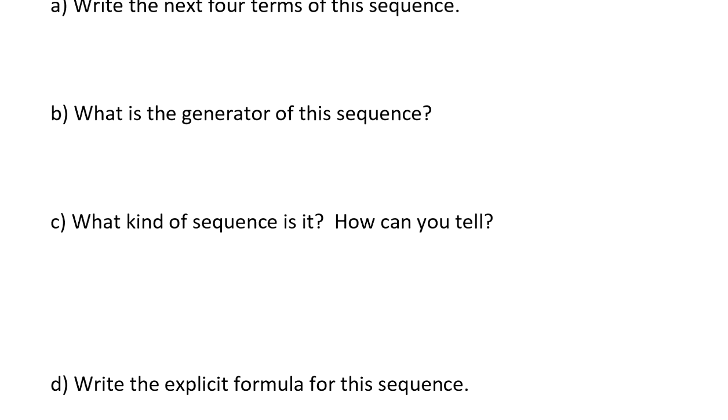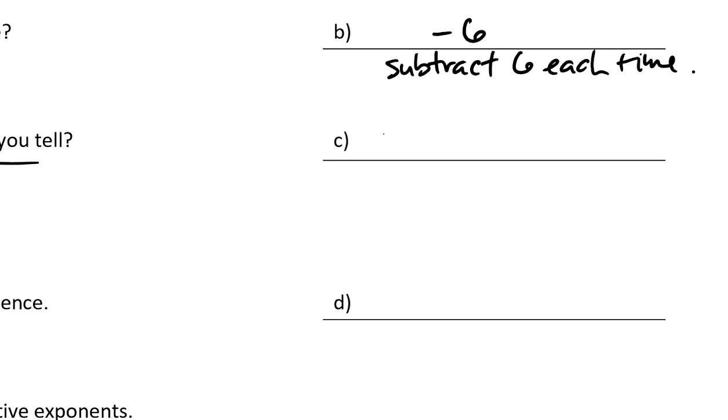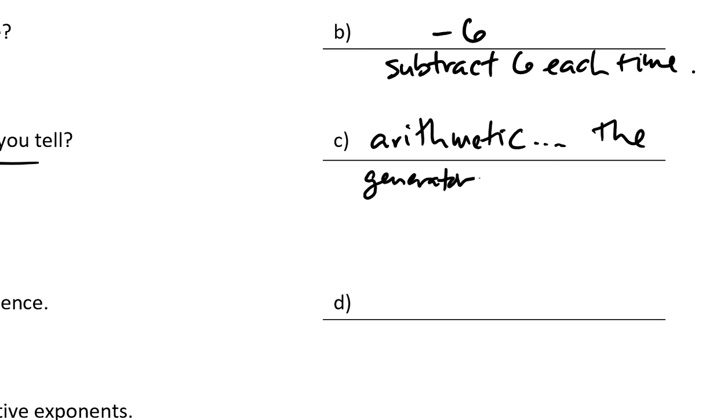And by the way, the next question, what kind of sequence it is and how can you tell? This sequence is arithmetic. I guess the reason why is I'll say the generator involves adding. And in this case, it is adding a negative number.